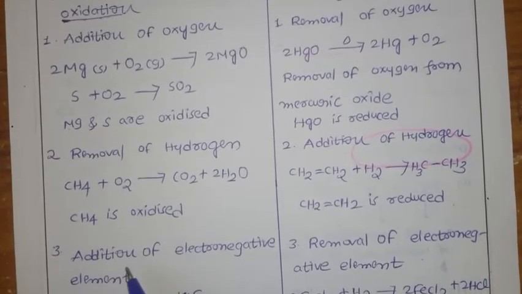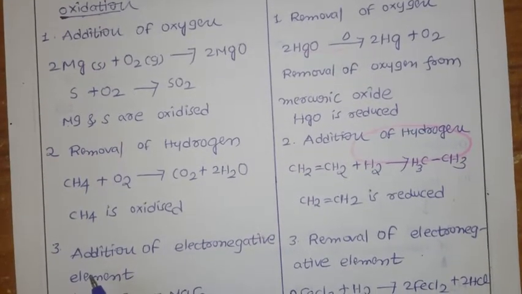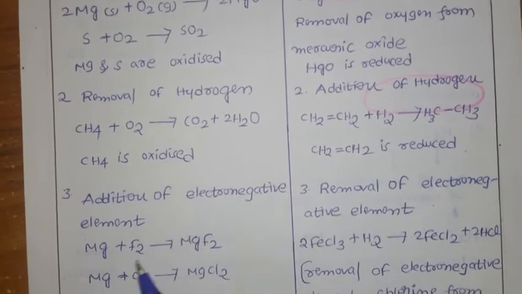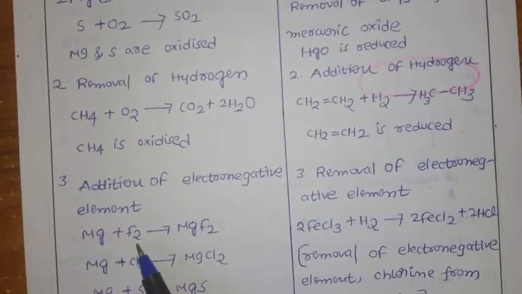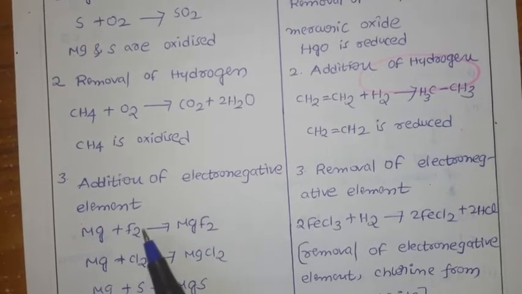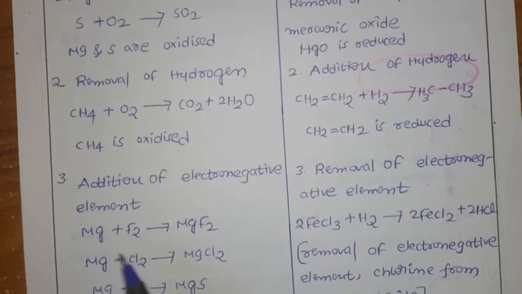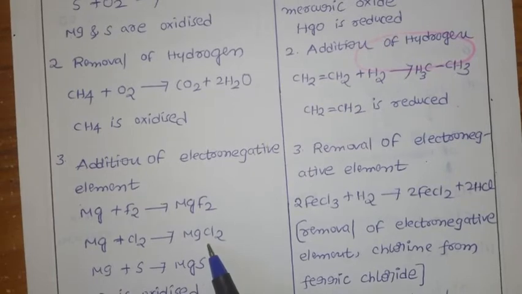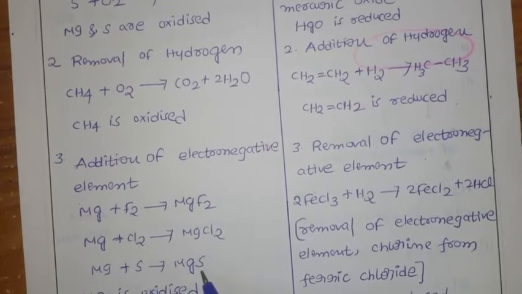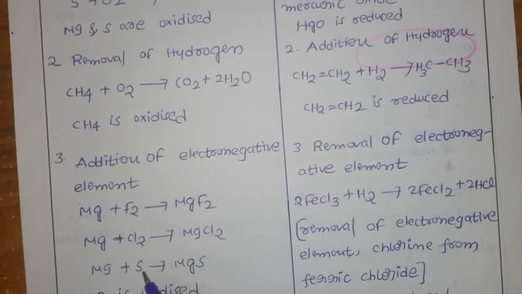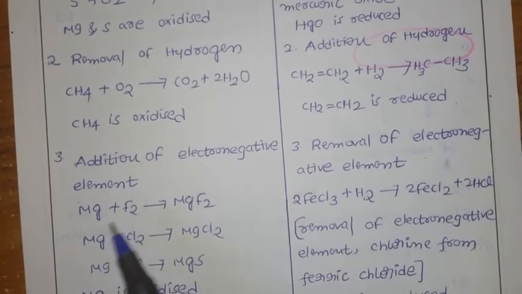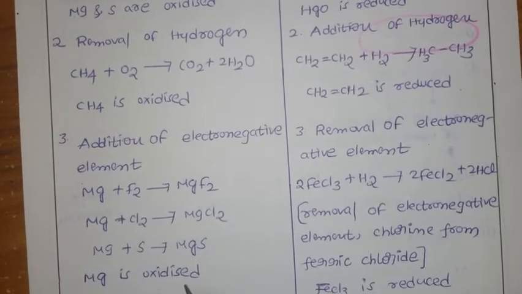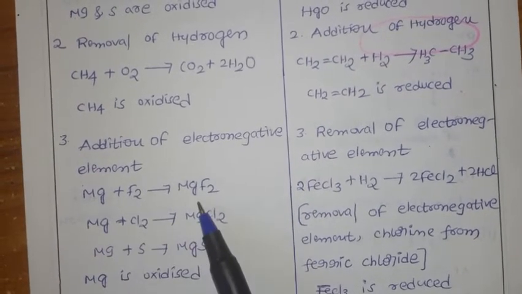Next, the third definition of oxidation is addition of an electronegative element. Magnesium on reaction with fluorine gives magnesium fluoride, so we add fluorine to the magnesium. Next, magnesium on reaction with chlorine gives magnesium chloride. Magnesium with sulfur gives magnesium sulfide. In all these cases you add a highly electronegative element to the other element. So magnesium is oxidized. It is called an oxidation process.